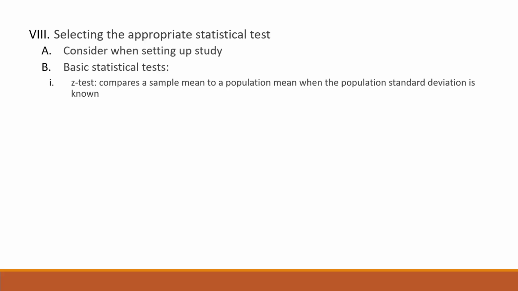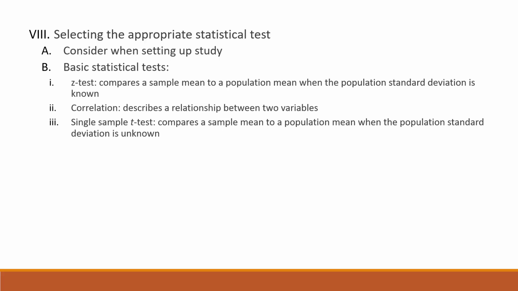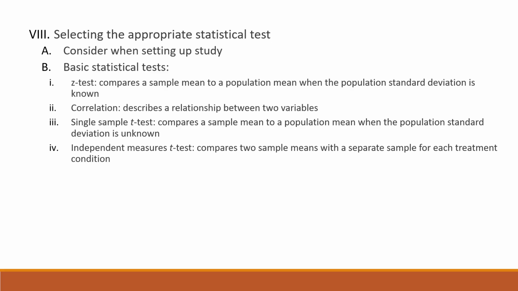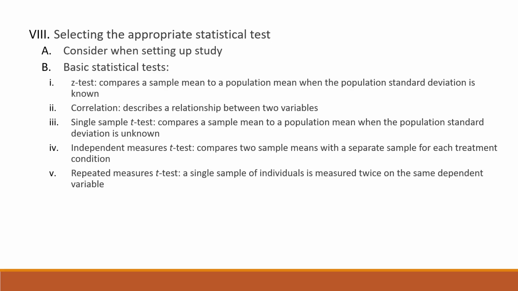First is a z-test, which compares a sample mean to a population mean when the population standard deviation is known. There's a correlation, which describes a relationship between two variables. A single sample t-test, which compares a sample mean to a population mean when the population standard deviation is unknown. There is an independent measures t-test, which compares two sample means with a separate sample for each treatment condition. Repeated measures t-tests examine a single sample of individuals measured twice on the same dependent variable.